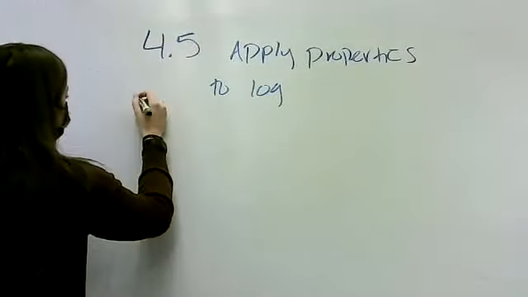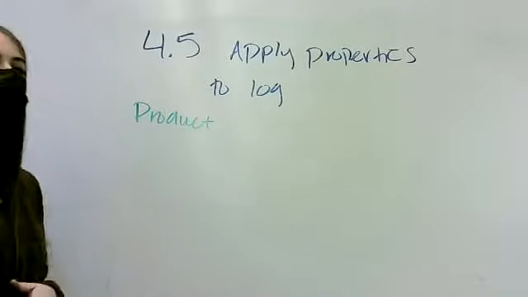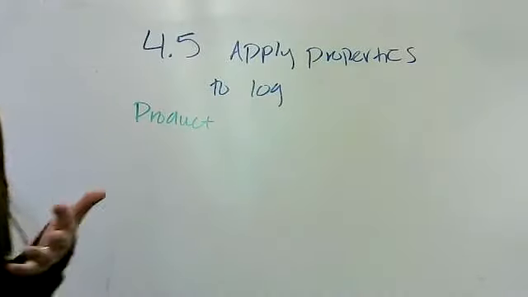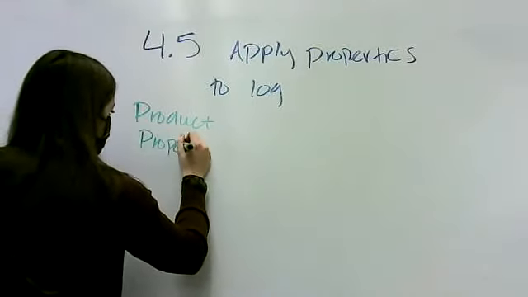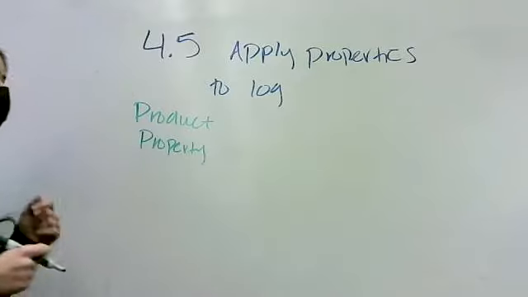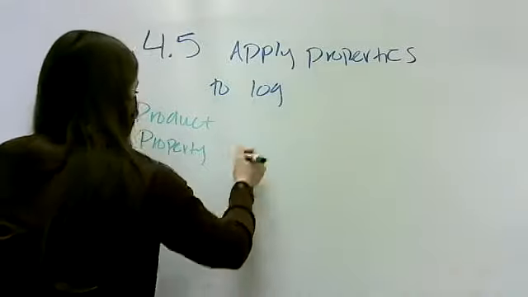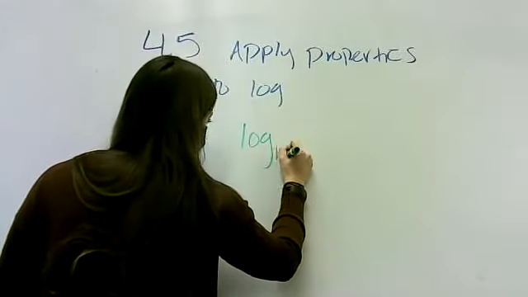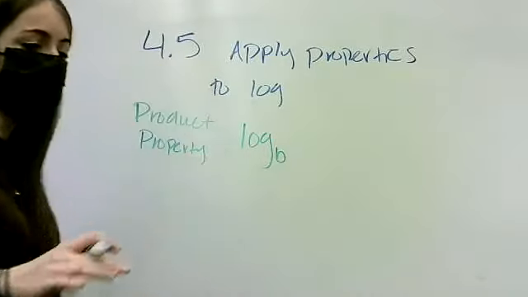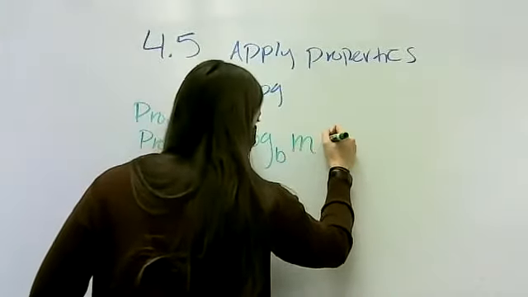So with the product property, and we're going to list all of these out, and then we're going to go back and give you some examples of these. So with the product property, this basically states that addition turns to multiplication, multiplication turns to addition. So if you had log base b, it can be any base, of m times n.